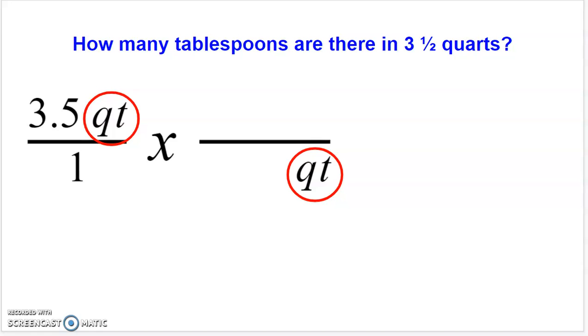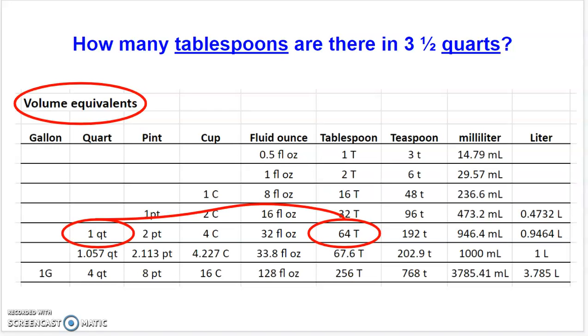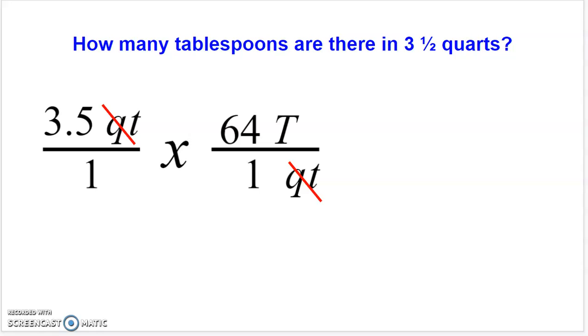Then I set up my second fraction. I remember setting it up so that because I want to get rid of quarts, I'm changing quarts into tablespoons. Since the quarts is on top over here, I want it on the bottom over here. Then I go to my reference chart. I'm looking for the change between quarts and tablespoons. So here's quarts and here's tablespoons. So then I go back and fill in my fraction. 64 tablespoons is equal to 1 quart. My quarts canceled out. That's why I set it up that way.